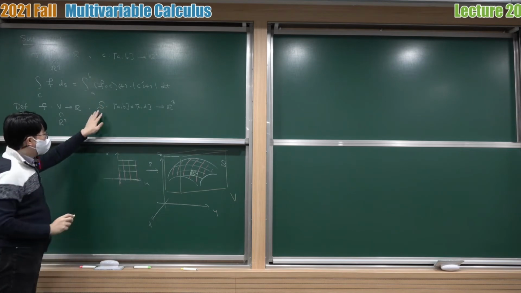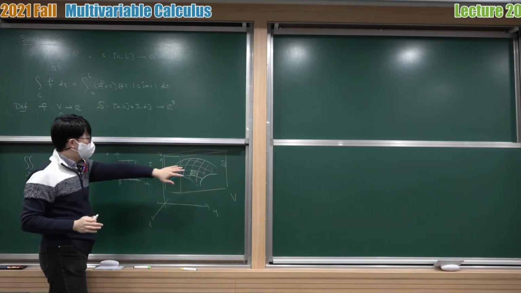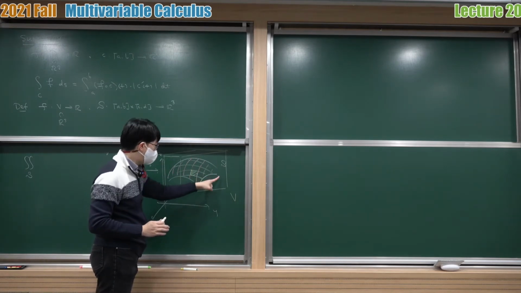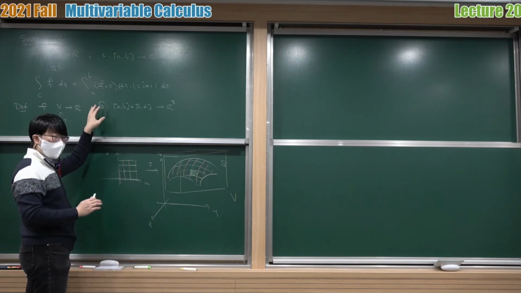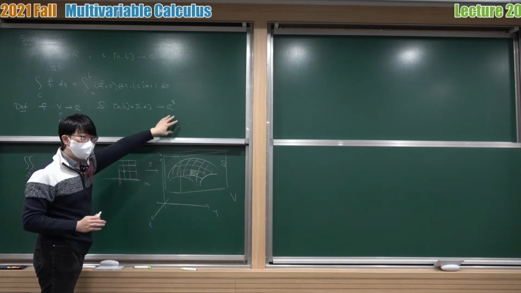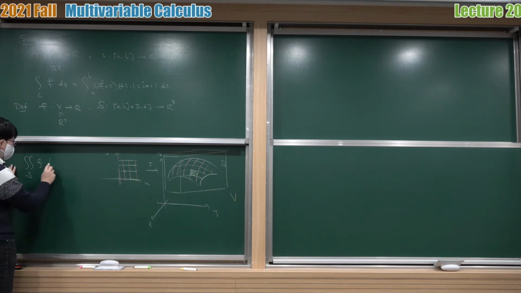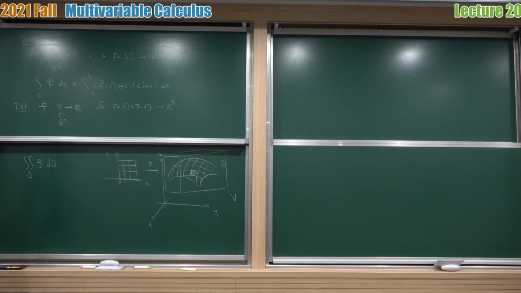Okay, so large S is used as a symbol for representing the set of points, which is a surface inside of three-dimensional space, and also a function which parameterizes that surface. Okay, so I'm going to put a double integral, and that integral is over the surface S. This S is basically the set, and we're going to integrate f, and then I put dS. Okay, so that's the notation for the surface integral.